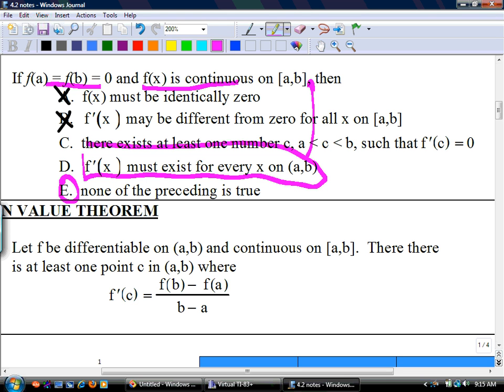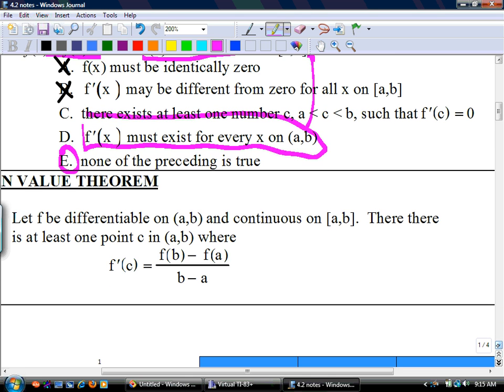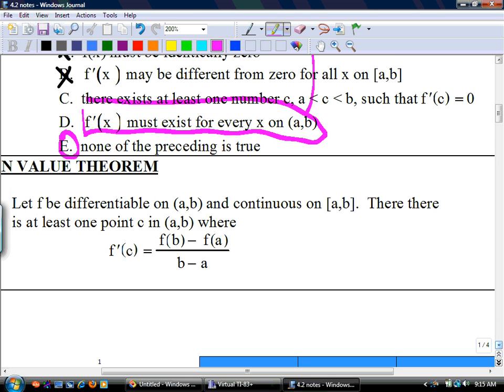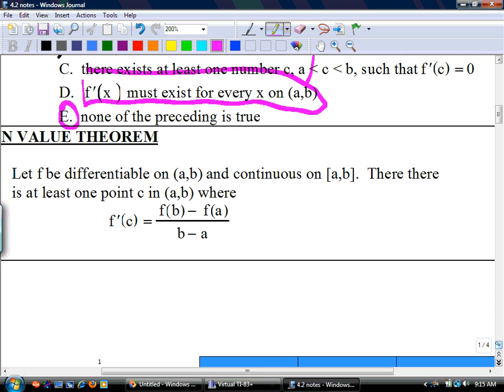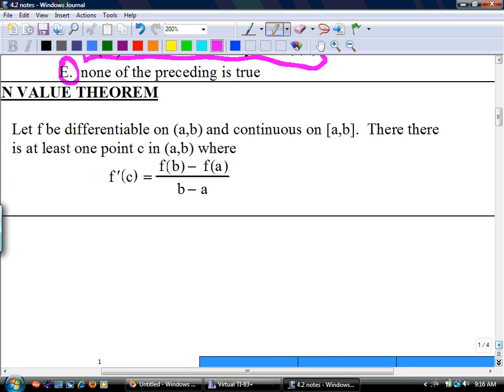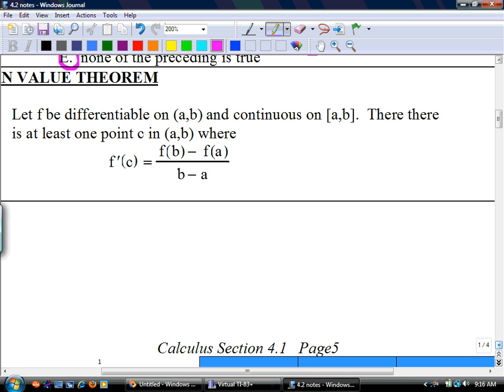Okay. Mean value theorem. So Rolle's theorem is kind of a small subset, or the math word is corollary, of the mean value theorem. Corollary. C-O-R-O-L-L-A-R-Y. I can't spell. Corollary.